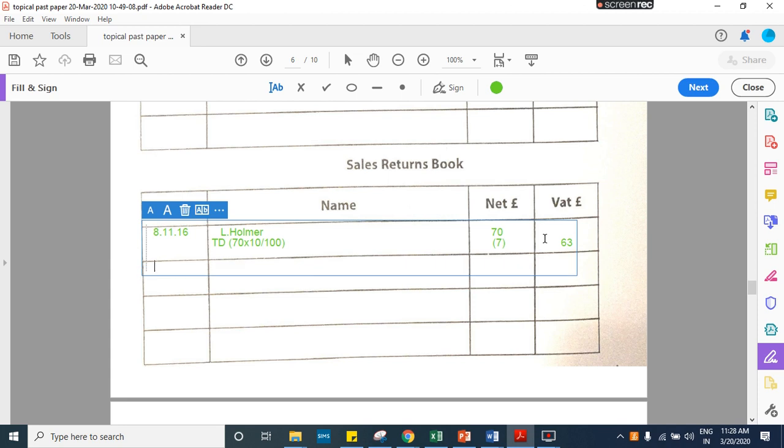And again on 21st, 11/16, another sales return by M. Ward, and the value of the goods list price states 60. Now let's calculate the trade discount. 60 times 10 over 100, which is 6. 60 take away 6 gives an answer of 54. Now we are going to transfer the total.